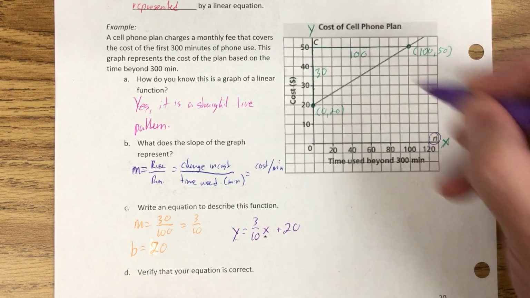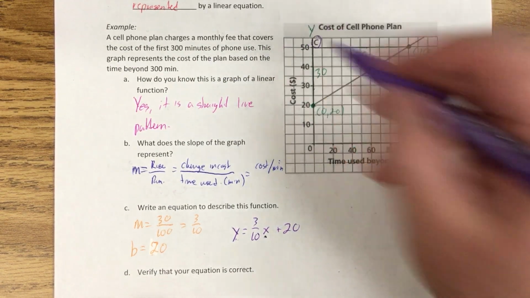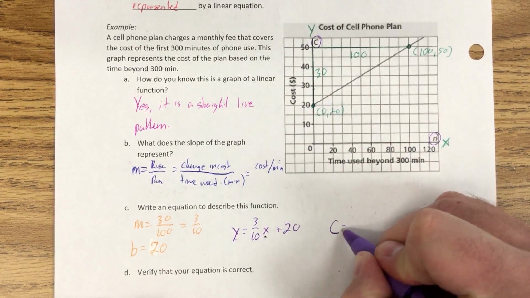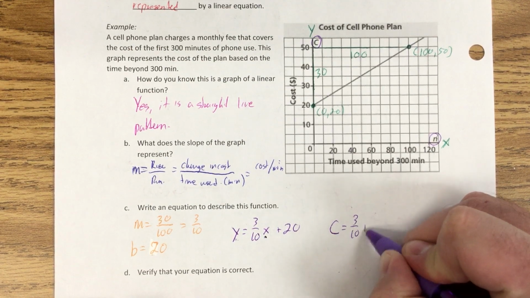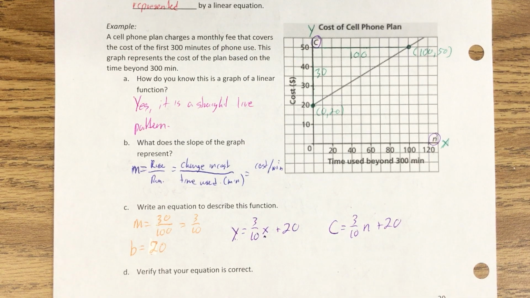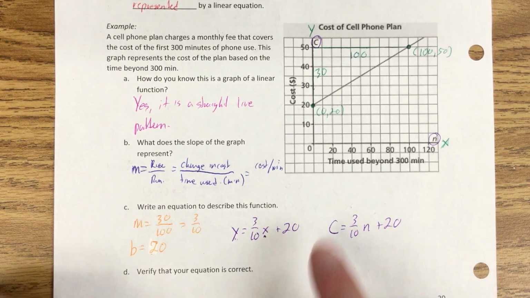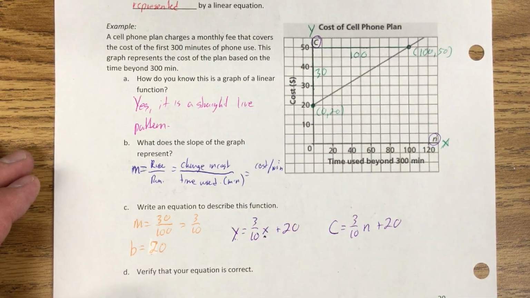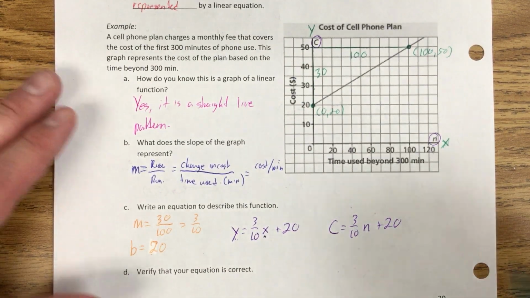Now you'll notice that we have a couple of other variables that are given, n and c. We could write that out as well. The cost is equal to 3 over 10 n plus 20, where n is the number of minutes and c is the cost. So that would give us, again, a couple different ways that we can write it out. Now, is this equation correct?